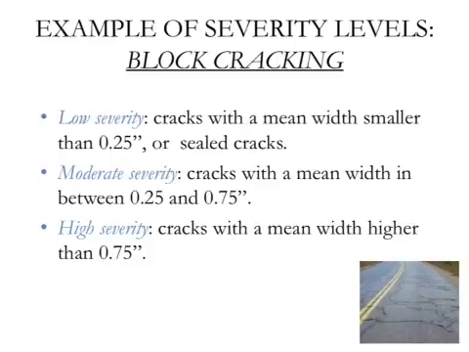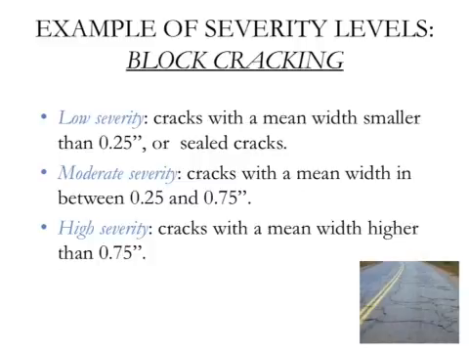So there is low severity, moderate severity, and high severity. Let's first define the low severity. Low severity is typically any cracks with a mean width smaller than 1/4 of an inch, or a sealed crack. Sometimes you would go to the field and look at block cracking, and there are block cracks, but they are sealed.